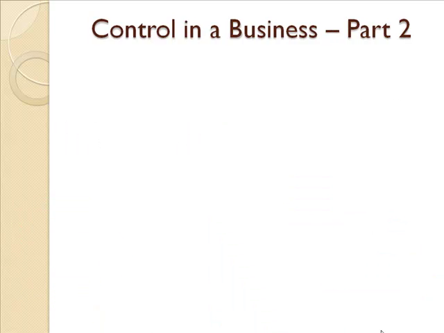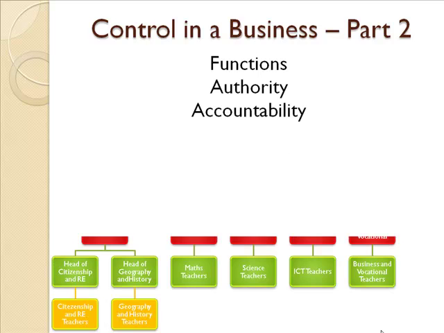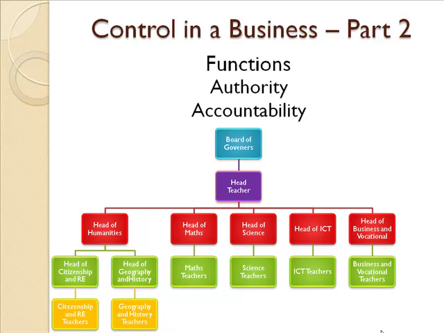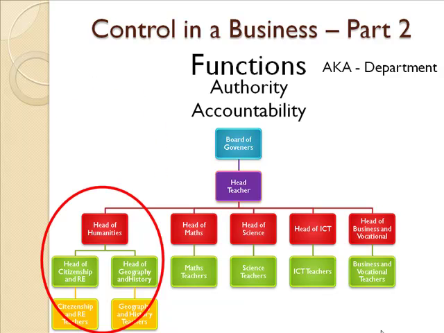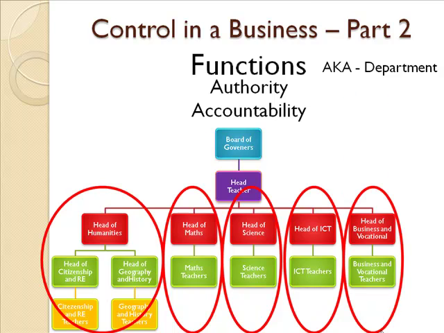The second part of controlling a business, we're going to look at functions, authority and accountability. And we're going to start off with functions. A function is also known as a department. So in our school you can see that there's one function called humanities, the maths function, the science function, the ICT function and the business and vocational function. A function is basically a department.